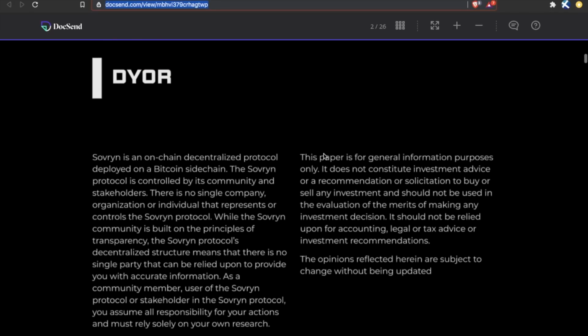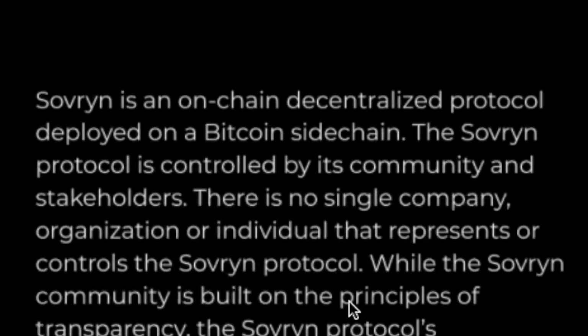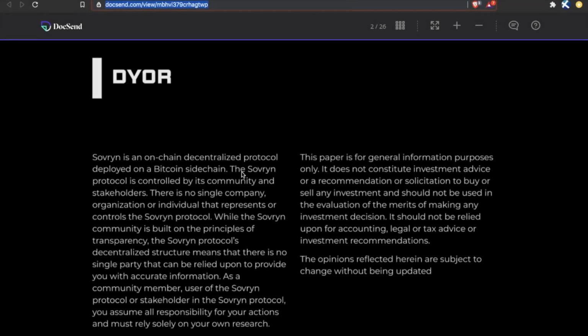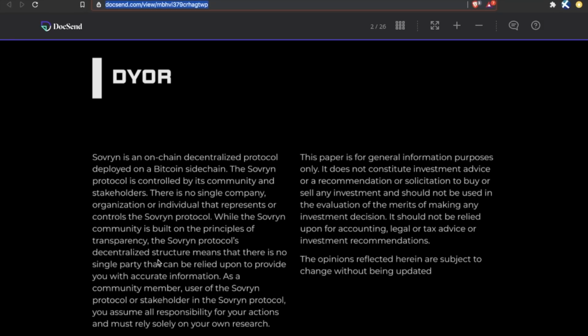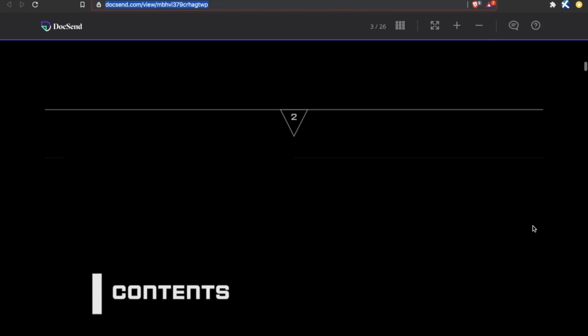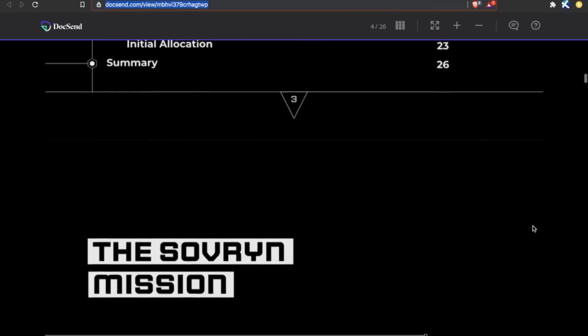Let's check out the black paper to further define Sovryn. Sovryn is an on-chain decentralized protocol deployed on a Bitcoin sidechain. The Sovryn protocol is controlled by its community and stakeholders. There is no single company, organization, or individual that represents or controls the Sovryn protocol. But Sovryn is controlled by the community, the people, the stakeholders of the SOV token. And we'll talk about the token at the end of this video, but first, let's just talk about why Bitcoin.